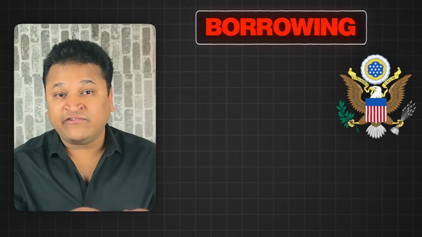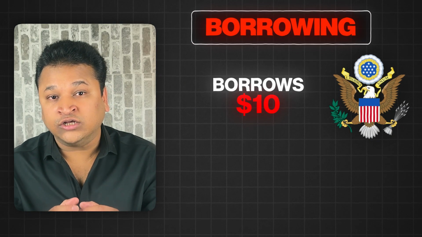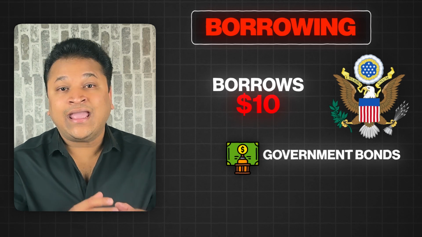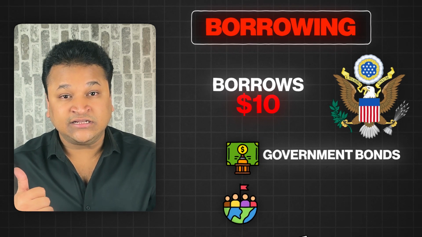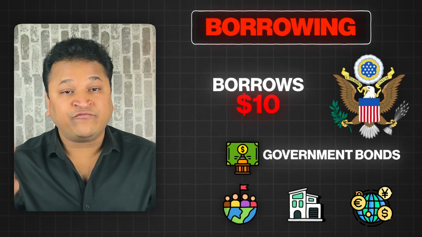Now, if you're wondering, how can a government spend more money than it collects in taxes? Well, the answer to that is borrowing. The government borrows this additional $10 by issuing government bonds. And the government bonds are bought by its citizens, by large corporations, and by foreign governments.